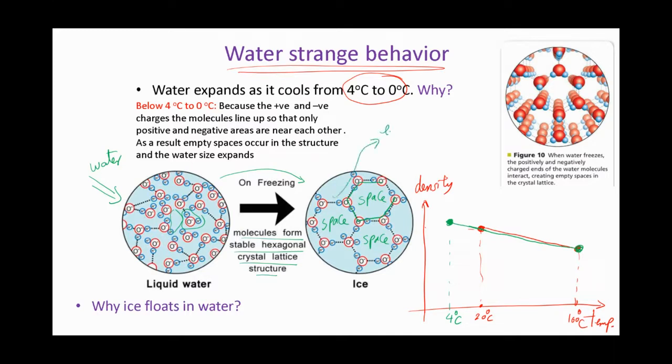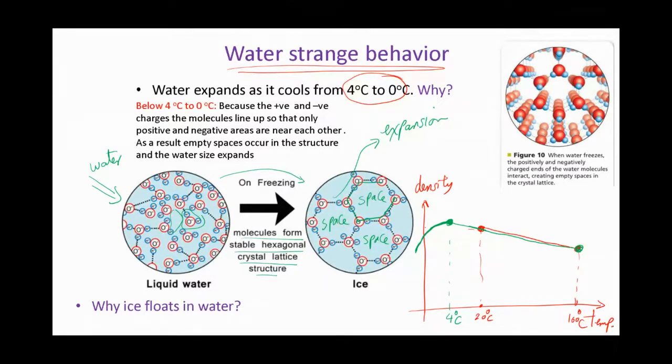So this will cause an expansion. Although you are cooling it down and lowering the temperature, the volume will increase, causing the density to decrease. So below 4 degrees Celsius, we will see that the density decreases. Again, why does the density decrease?